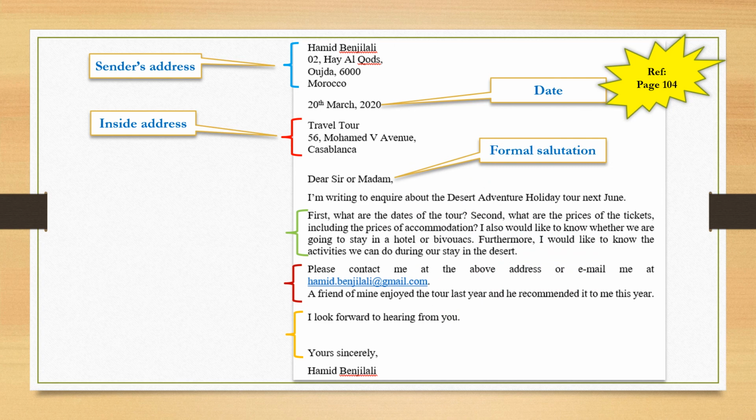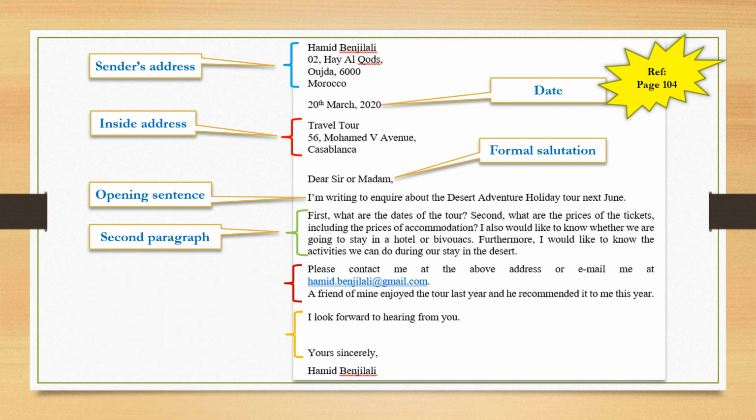Then we have what we call a formal salutation. In this salutation we can add the name of the person, for example, "Dear Mr. Hamid," "Dear Mr. Qaddur," "Dear Madame Jamila," and we put a comma after this salutation. Then we start with an opening sentence. As you can see, "I'm writing to inquire about the desert." So you introduce what you want to know from this person, or you can just thank the person for writing to you.